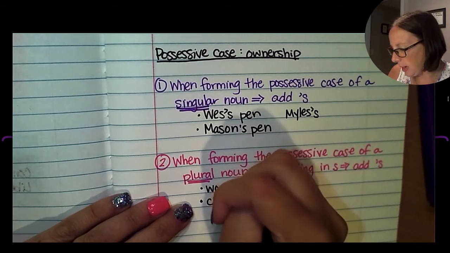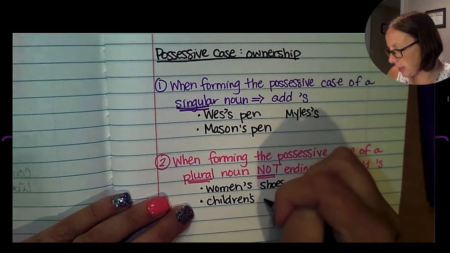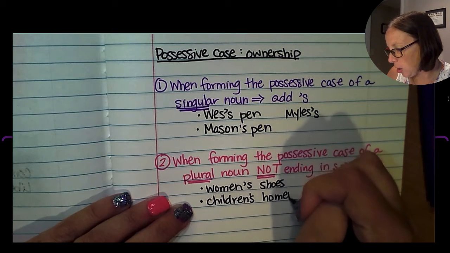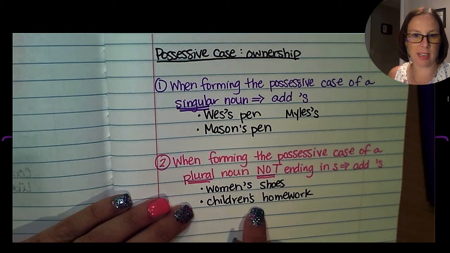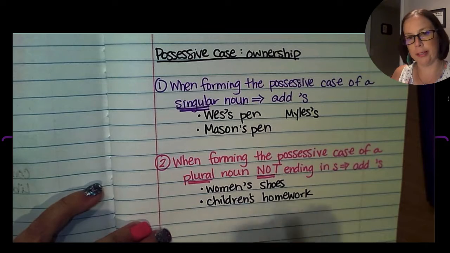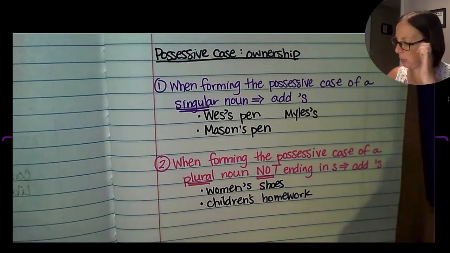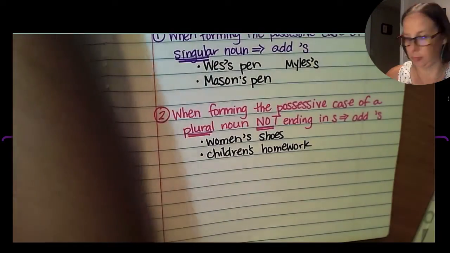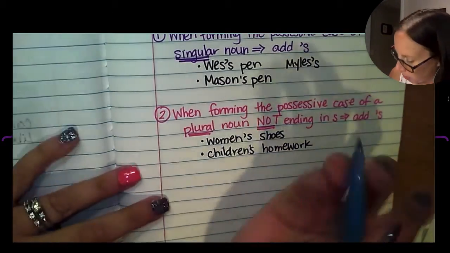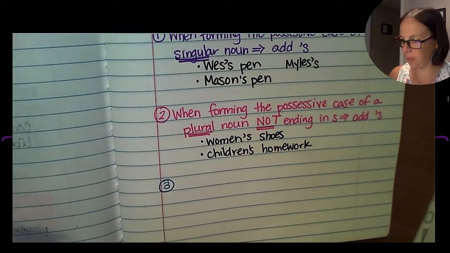Same with something like children's homework. Children means more than one. It doesn't end with S, so you get an apostrophe S. Guess what? I don't see a lot of mistakes usually with this one. Those apostrophe S's are in the correct place usually. Are you ready for the third rule? And it's the one that messes everybody up.